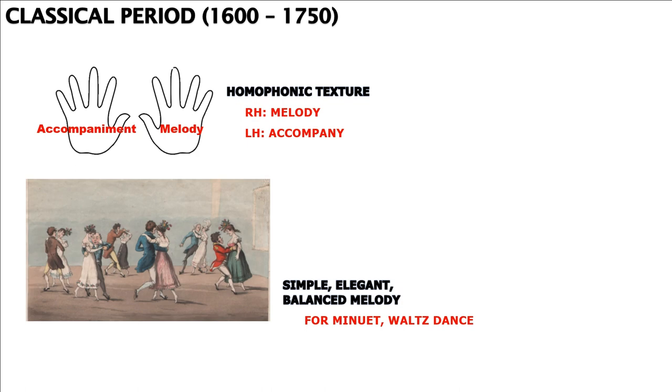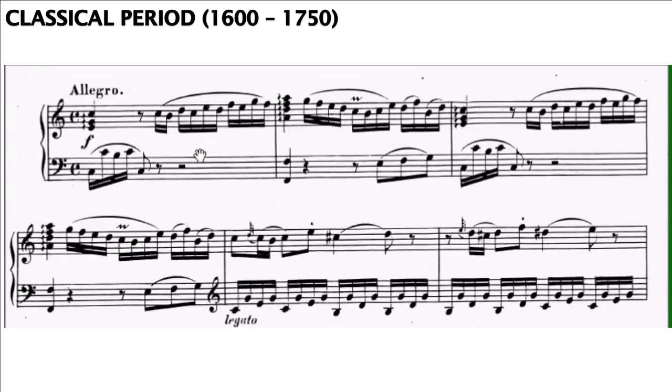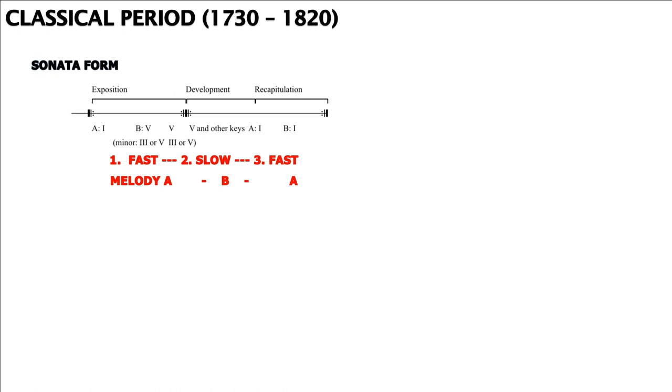Melody repetition has also been continued from the Baroque period, like in this excerpt. In the Classical period, sonata form was also created, whereby there are three parts of fast, slow, fast pattern.